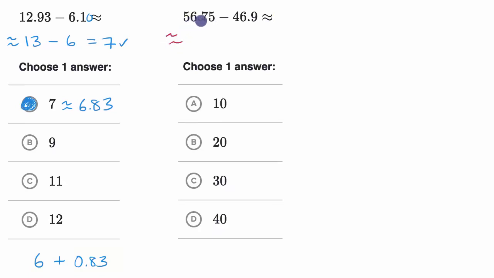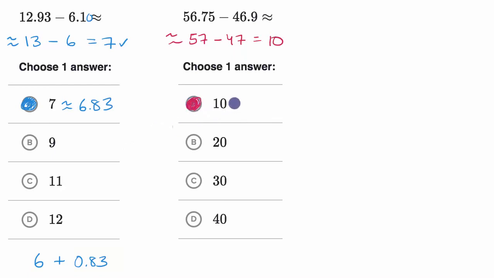So 56.75 rounded to the nearest whole number is 57, round up. Minus 46.9, I would also round up to 47. And in our head, this is pretty straightforward. This is going to be equal to 10. And that indeed is one of the choices.